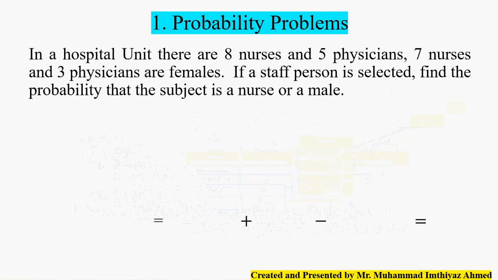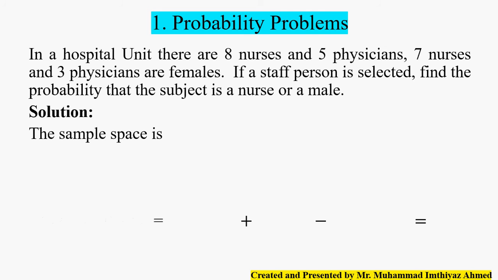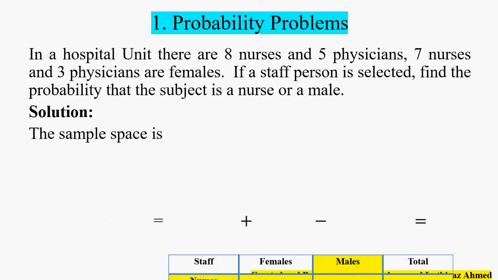In a hospital unit, there are 8 nurses and 5 physicians. 7 nurses and 3 physicians are females. If a staff person is selected, find the probability that the subject is a nurse or a male. So let's solve this problem. First, we have to draw sample space in a tabular form.